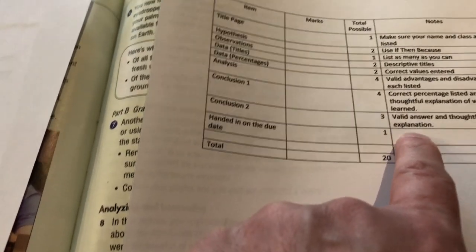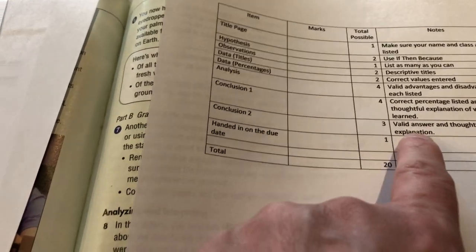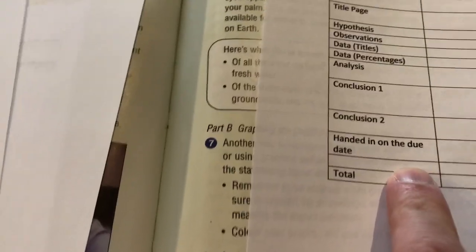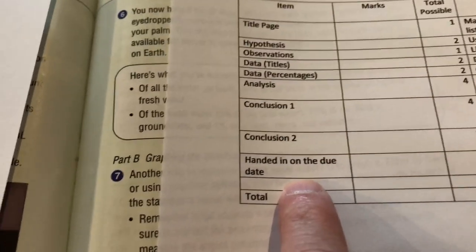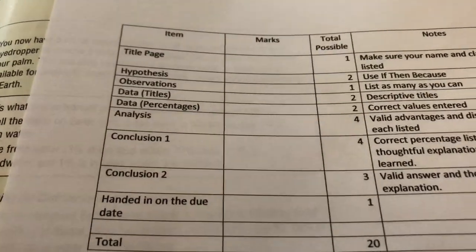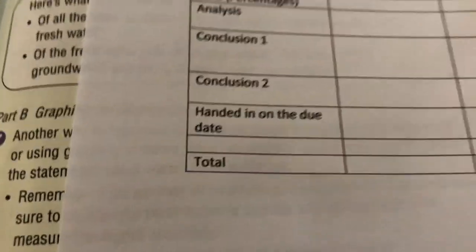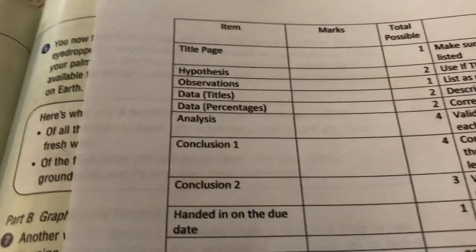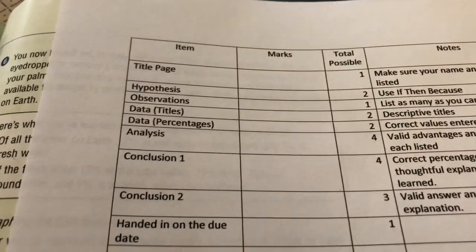Conclusion 2, valid answer and thoughtful explanation. So this is the opinion question. And then look at this. For some of you, this is the big one. You're not going to get this mark the way things have been going. Handed in on the due date. Well, the due date is going to be next Wednesday, May 27th. If this lab is not handed in on May 27th, if it's handed in on the 28th, you don't get that mark, okay? So yeah, this is the rubric.